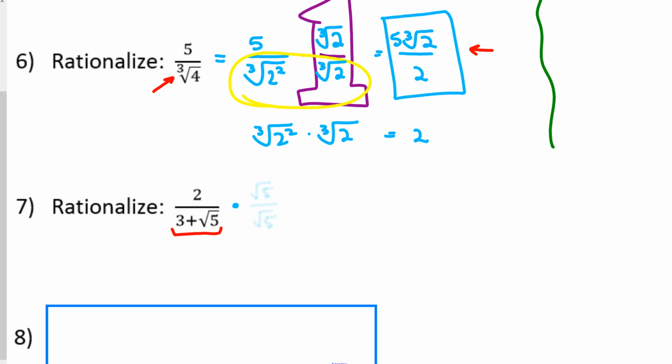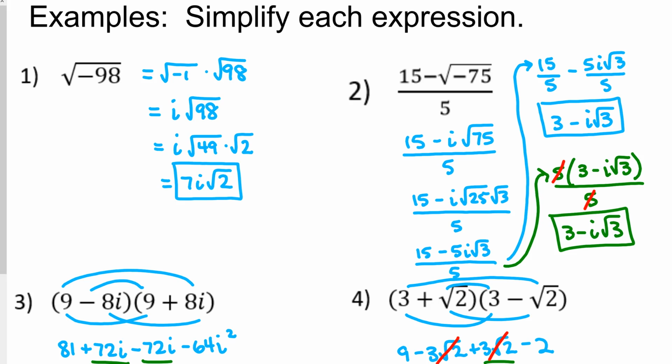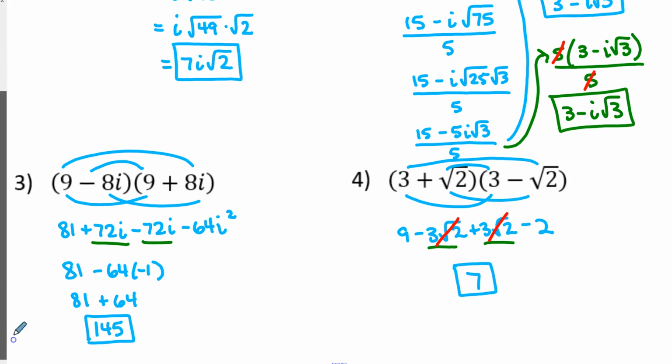We need to know what else we could multiply by 3 plus square root 5 that would end up with no radical. Do you realize what we're talking about here? I think you do. I think if we go back, remember conjugates, when you multiply them, you're not going to have a radical anymore, and we saw that happen on problem number 4.